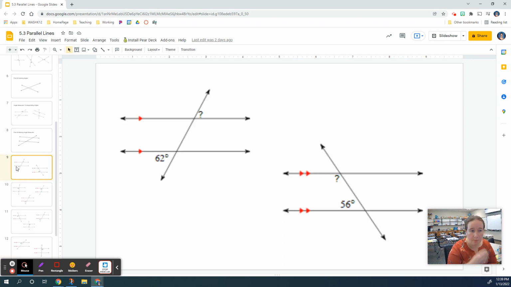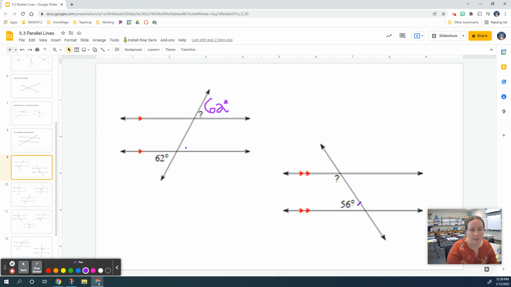Okay, so the next part we're going to practice is, I'm just going to give you an angle measure and a question mark in any of the other spots, and we're going to figure out what the angle measure is. So here, this is a 62. So I know that the one across from it would be a 62, and if I slide that up, this one is also 62 degrees.